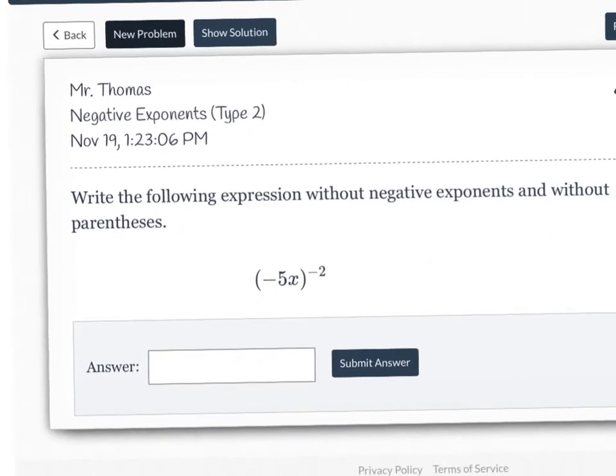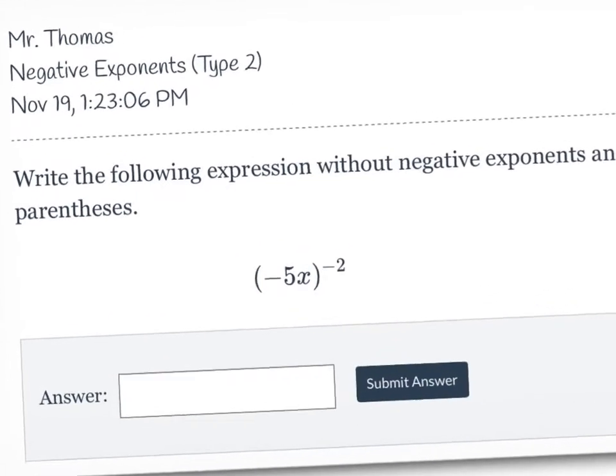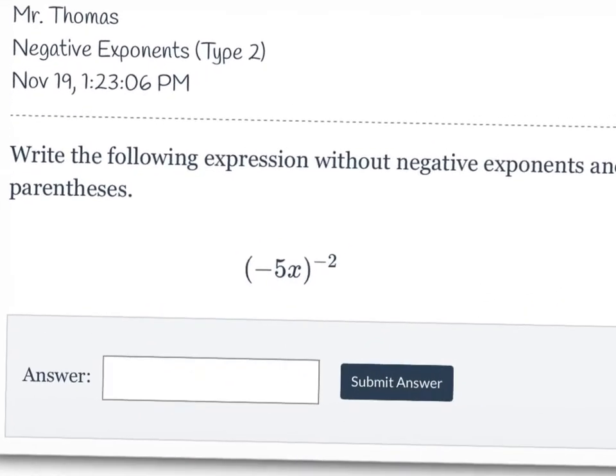Okay, write the following expression without negative exponents and without parentheses. Okay, so again, deal with your number in the calculator. So you type -5 raised to the -2nd. Now, when you do that, it's probably going to give you a decimal, but you can go to Math, Frac, and change it to a fraction, okay? But I'll work it out for you.